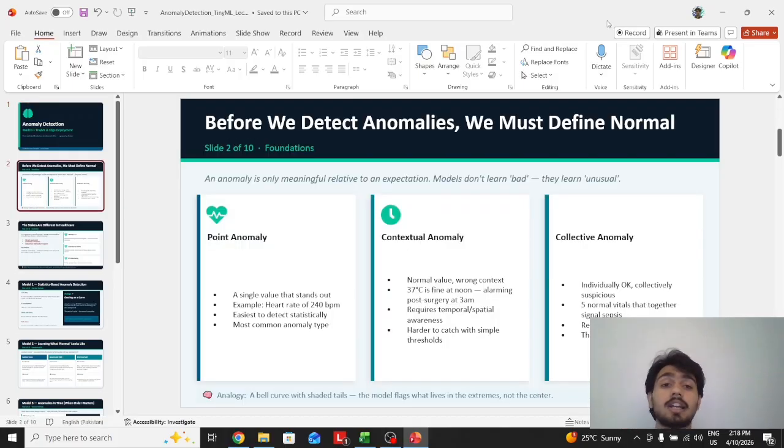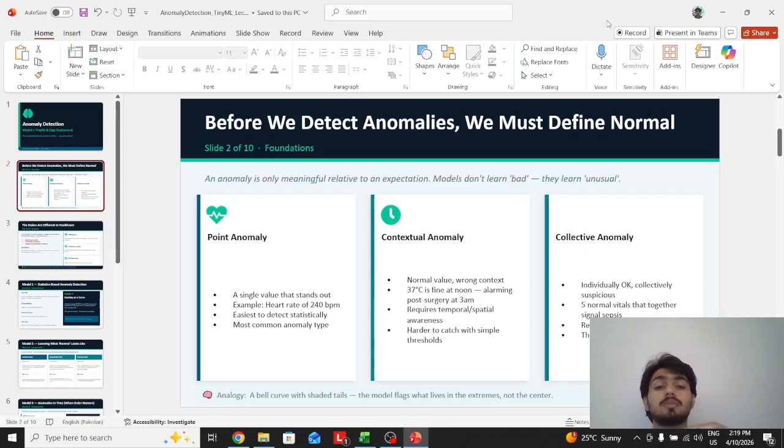Before we detect anomalies, we must define normal. In a data set, there are normal values and then there are anomalies, something that is not normal. An anomaly is only meaningful relative to an expectation. Models don't learn bad, they learn unusual. You would also have noticed in statistics when there are extreme values, for example, you have 5 students and most of the marks are in the 20s and then there's one brilliant guy who scored 90. For that particular case, that is an anomaly.